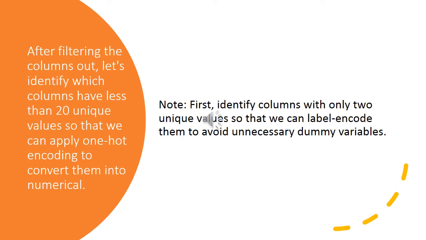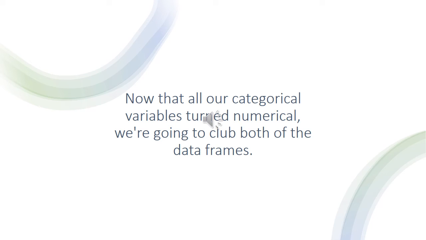After filtering the columns out, let's identify which columns have less than 20 unique values so that we can apply one hot encoding to convert them into numerical. Note, first identify columns with only 2 unique values so that we can label encode them to avoid unnecessary dummy variables. Now that all our categorical variables are turned numerical, we are going to club both of the data frames.